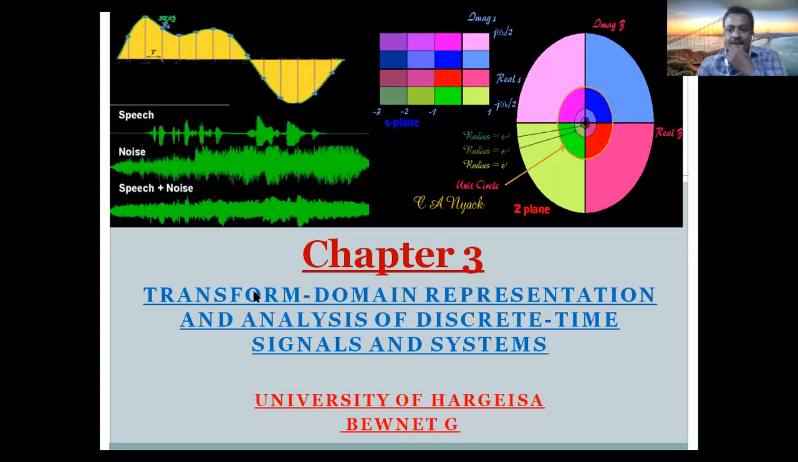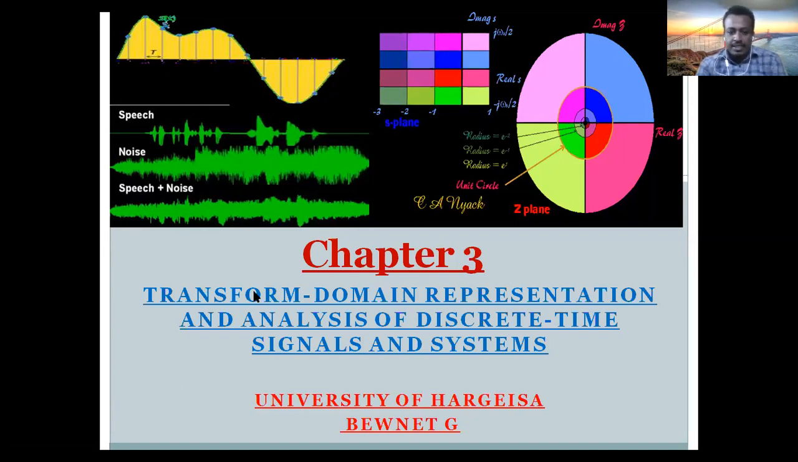System equation like impulse response h as a function of n, we call it impulse response. System represented as a difference equation which relates input x of n with output y of n. This equation, we call it a difference equation, also as a function of n. So previously, everything is time domain. Now, very important chapter in DSP is called transform domain representation.